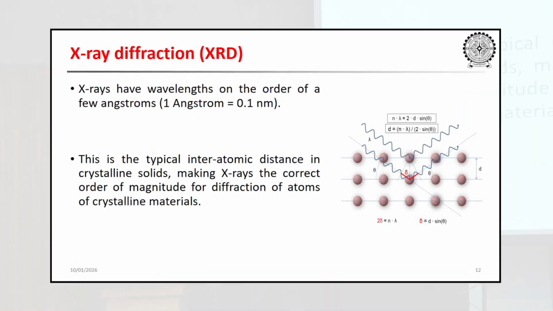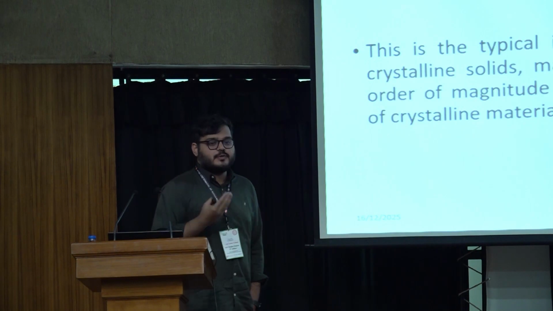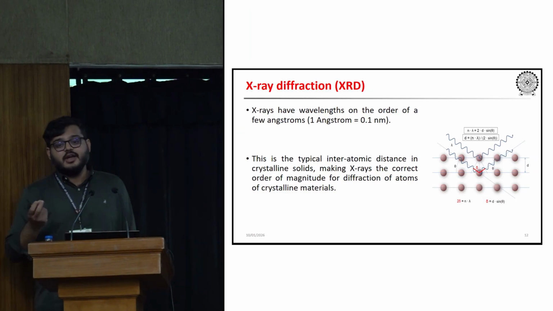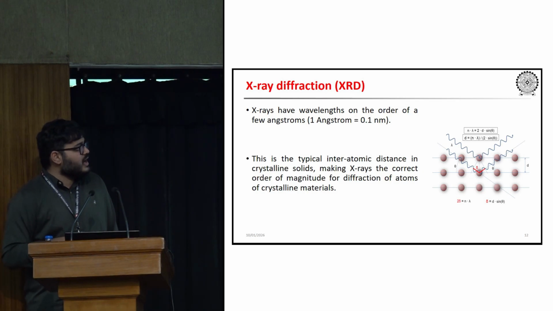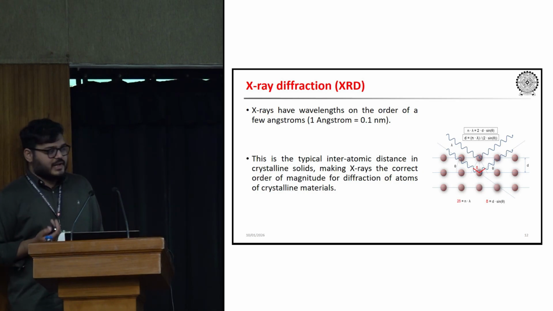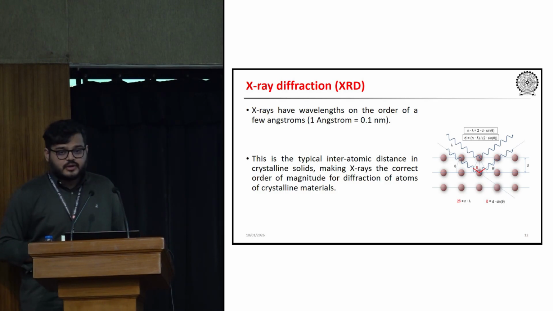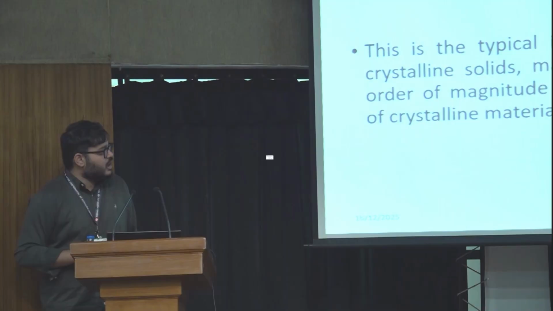And what is happening is X-rays have a wavelength of the order of a few Angstrom, and this is very good for us. Why? Because the interplanar spacing of the atoms or materials which we want to probe is very close to the wavelength of these X-rays. The wavelength of the X-rays generated is also the typical interatomic distance in crystalline solids. That is why X-rays are a very good choice for understanding the nature or structure of the materials we are probing.